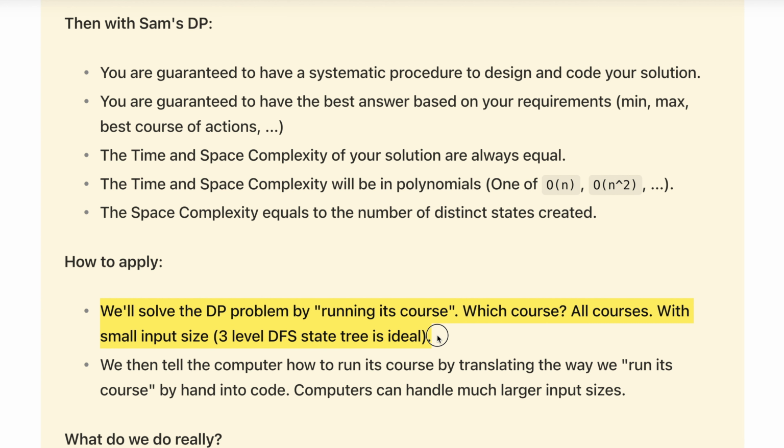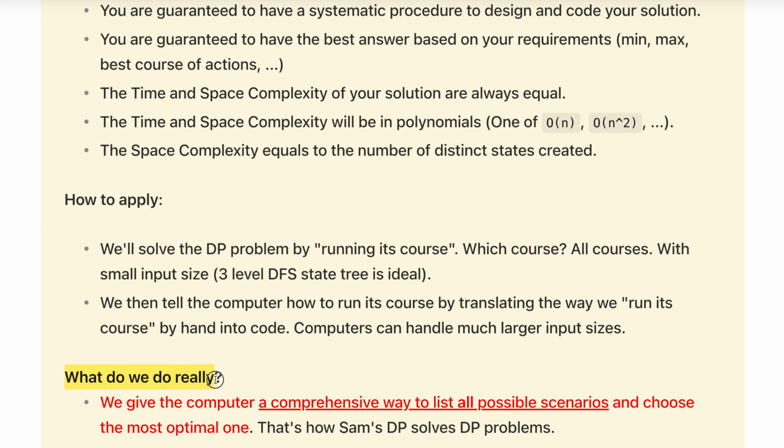After we have solved the problem by running its course, we then tell the computer how to run its course by translating the way of running its course by hand into code. And after that, the computer can handle much larger input sizes. That's how we're gonna apply SESV to solve DP problems. In a nutshell, what we do is we give the computer a comprehensive way of listing out all possible scenarios, and then we choose the most optimal one.